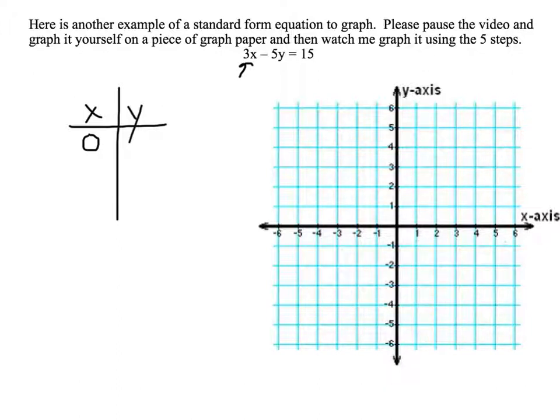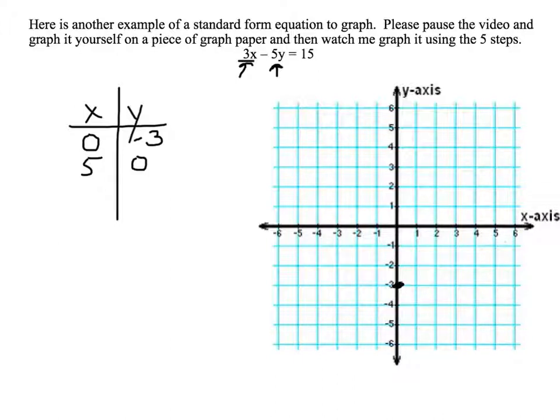So if x is equal to 0, it eliminates that 3x, so now I have negative 5y is equal to 15, and in that particular case, y would be equal to negative 3. The second step says to let y equal 0. If I let y equal 0, it eliminates that 5y, so I have 3x is equal to 15, so now x is equal to 5. So now I can go through and plot those 2 points.